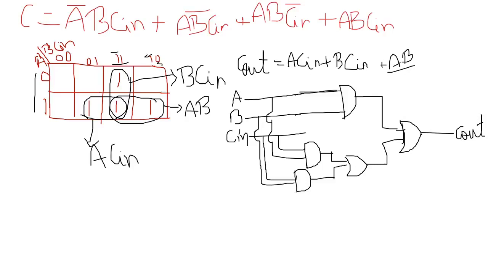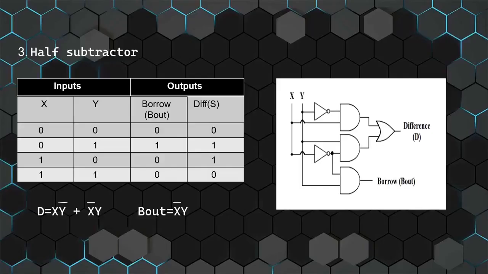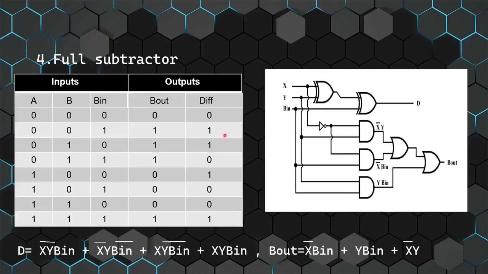Next, we shall move on to half subtractor. This is a table of half subtractor. We have two inputs X, Y and two outputs borrow out and difference. And this is a circuit for difference and borrow out. They have written it in the same circuit. Okay, let me explain how to write it. What are the inputs? A, B, or they have given it as X, Y, right?